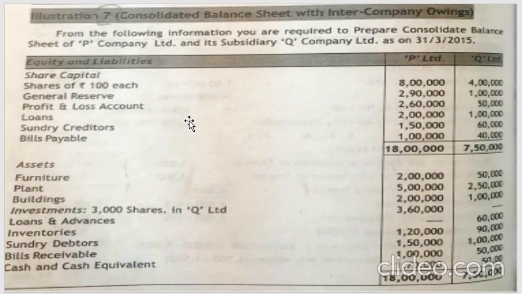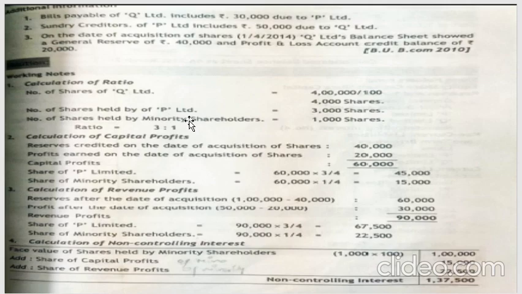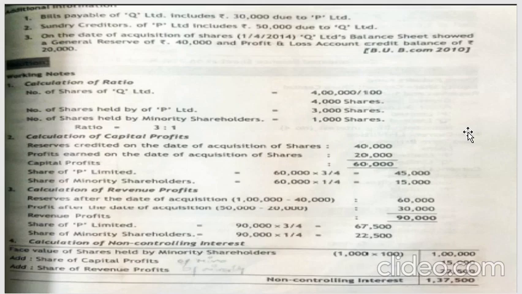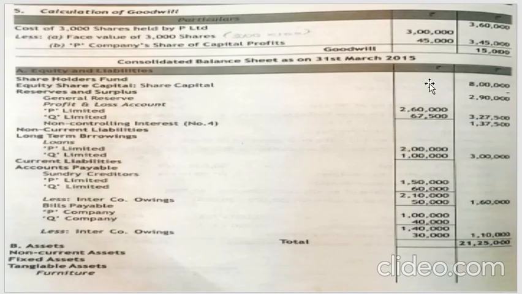Then profit we will be taking for both P as well as Q. The profit of P Limited is 2,60,000. For the profit of Q, we need to check the revenue profit, the share of the parent company, that is 67,500. So we will take 2,60,000 plus 67,500 from the revenue profit, which will give you 3,27,500. After taking profit, we need to take the amount earned by the minority shareholders, working note 4, which is 1,37,500.